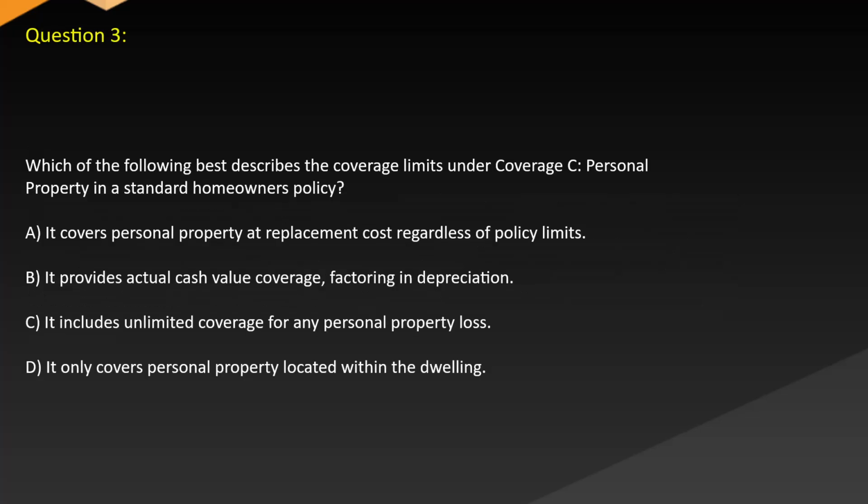Question 3. Which of the following best describes the coverage limits under Coverage C, personal property, in a standard homeowner's policy? A. It covers personal property at replacement cost regardless of policy limits. B. It provides actual cash value coverage factoring in depreciation. C. It includes unlimited coverage for any personal property loss. D. It only covers personal property located within the dwelling.